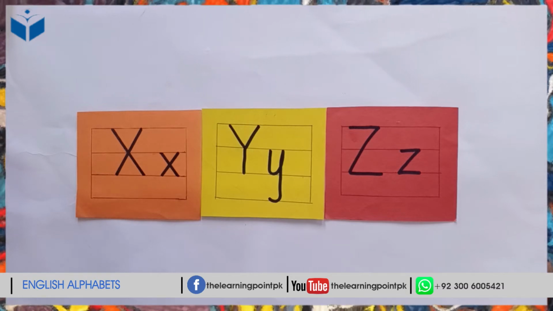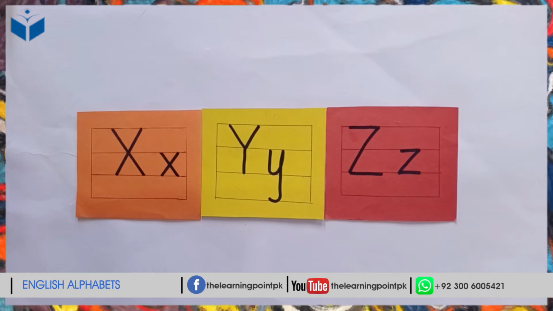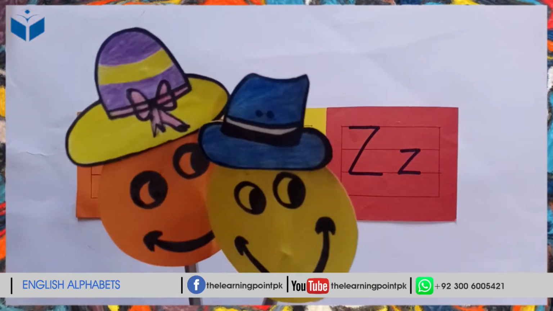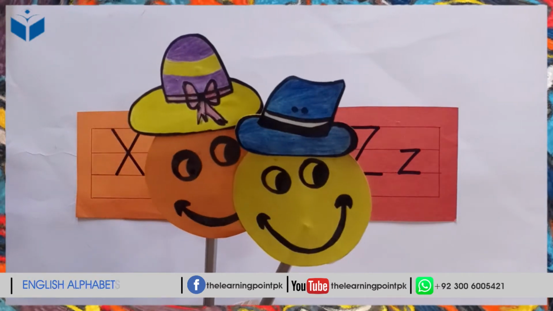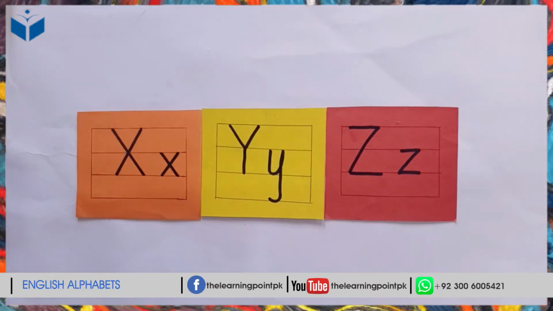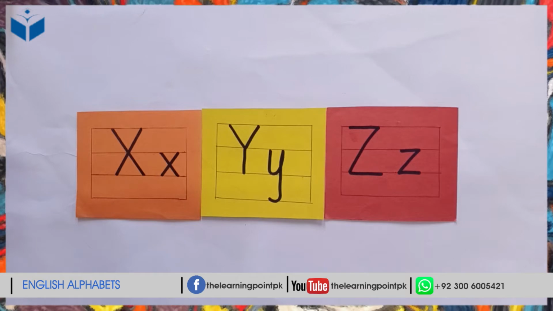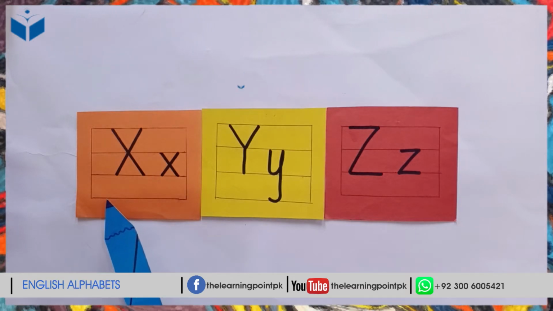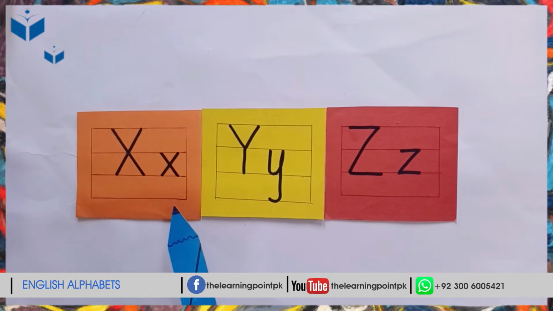Today we will learn 3 letters, 3 alphabets. But before starting the lesson, please make happy faces like this. Okay? Let's start our lesson. Today we will learn 3 letters. First letter is capital X, small x.